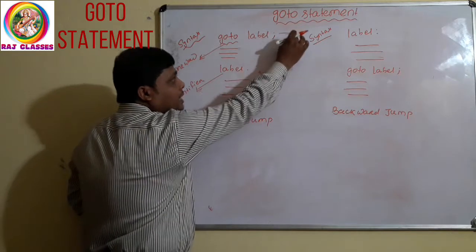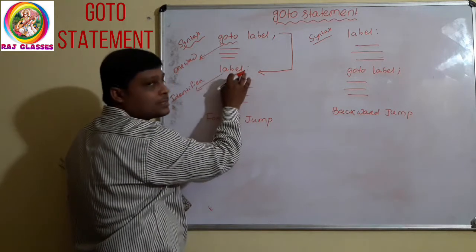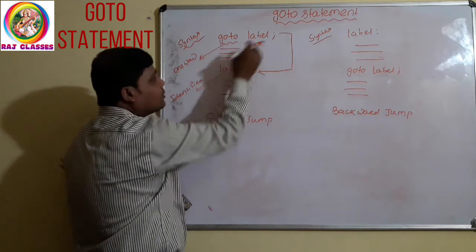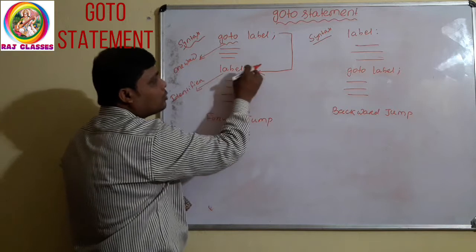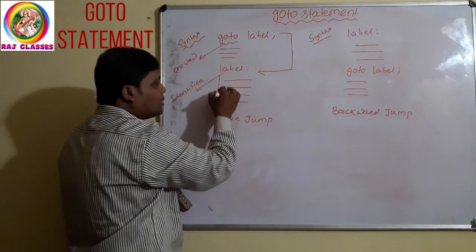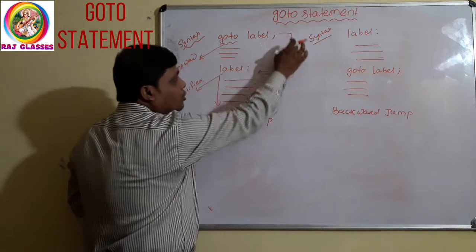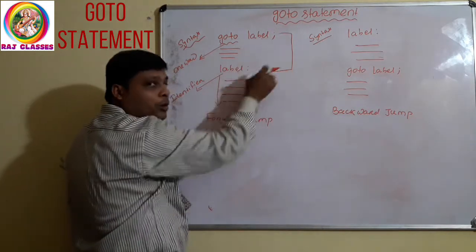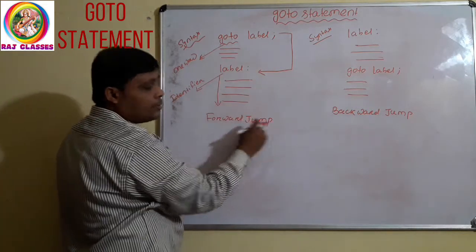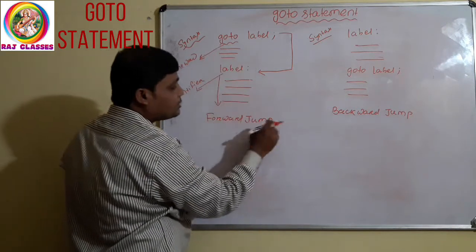Control will transfer from this statement to the place where the matching label is found. This is LABEL. You can give any name, part 1 or any name you can give. Then when the matching label is found, control will transfer to that part, and from that statement onwards, it will execute all the statements. Here the control is transferring in the forward direction. Clear? So this type of jump is called forward jump.